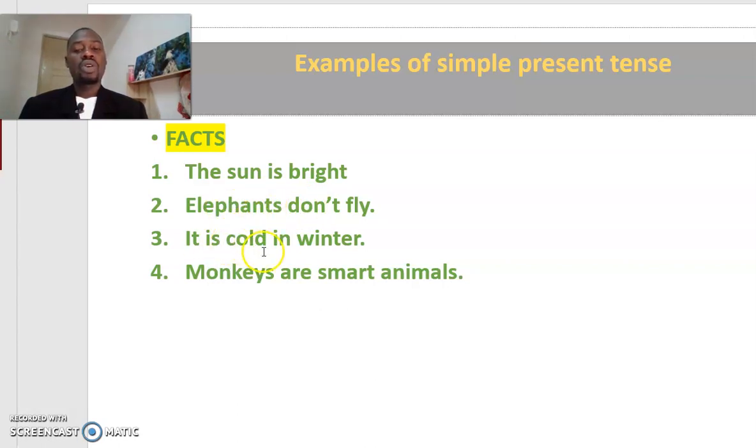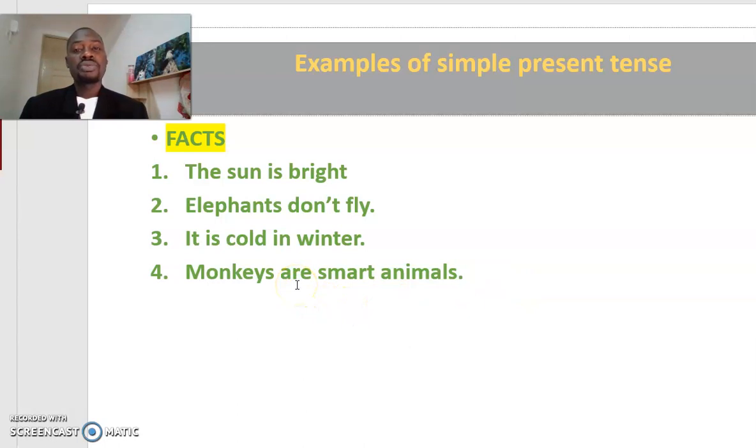Okay, it's cold in winter. Yes, it's also true. Most countries that have a winter season have a cold season in the winter, right? Number four is: monkeys are smart animals. This is also a correct sentence. Yes, we know that monkeys are smart animals, right?